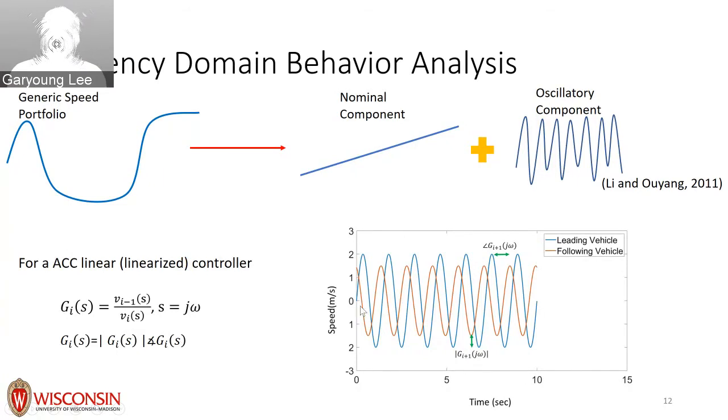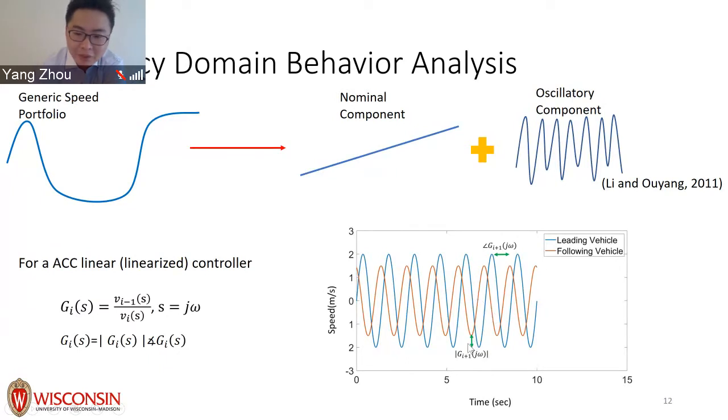Let me give some illustrative examples of the concept. Given one oscillatory component of a certain frequency, the magnitude of this transfer function describes whether there is an amplification of the sinusoidal or cosinusoidal waves, and the angle of this transfer function describes how the sinusoidal or cosinusoidal waves will shift. In this sense, if we design or theoretically derive ACC controllers, we can get all these properties.